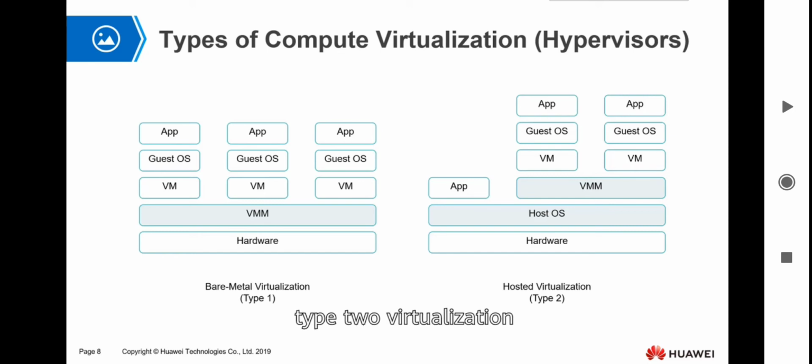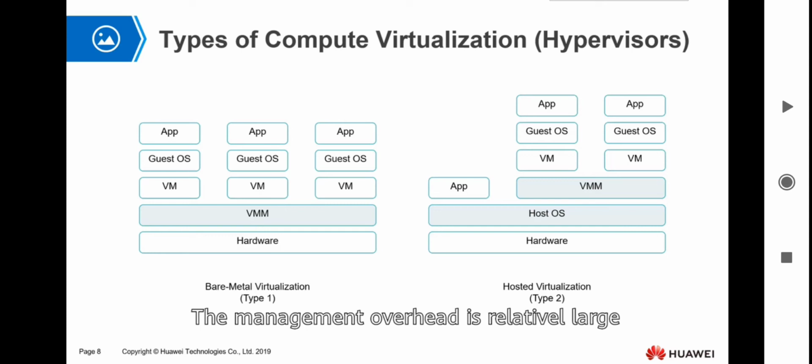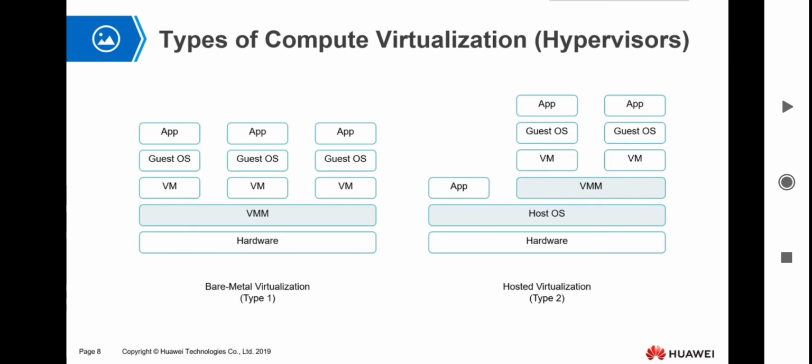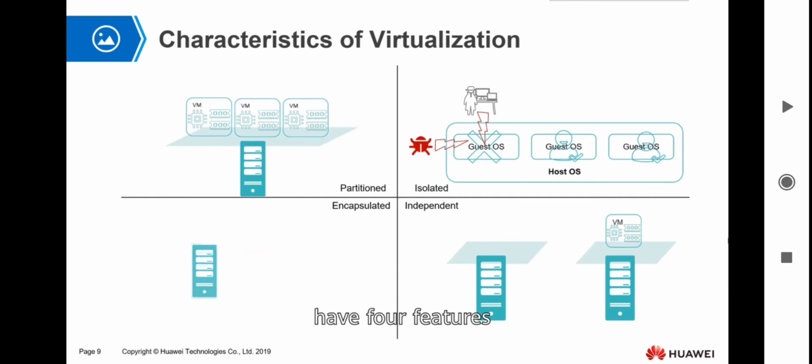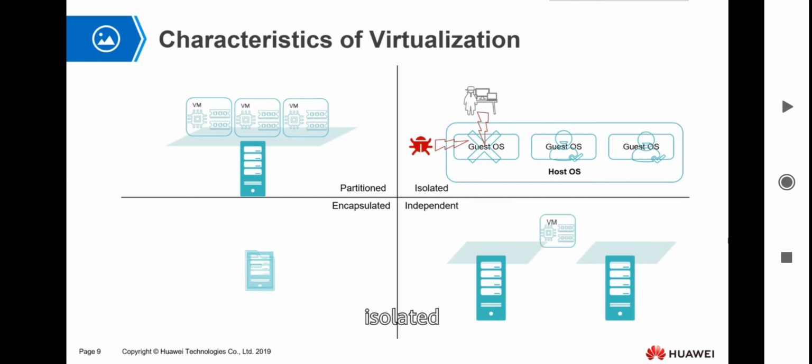Similarly, Type 2 virtualization also has its advantages and disadvantages. The advantage is that it is simple and easy to implement. The disadvantage is that the installation and application depend on the host operating system's support for the device. The management overhead is relatively large and the performance loss is relatively large. Both Type 1 virtualization and Type 2 virtualization have four features. They are partition, isolation, encapsulation, and independence.